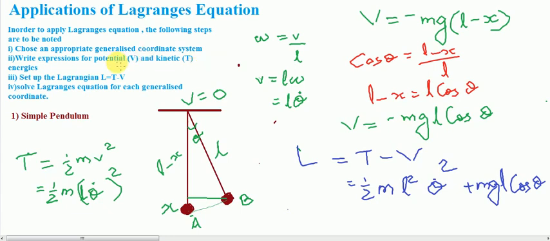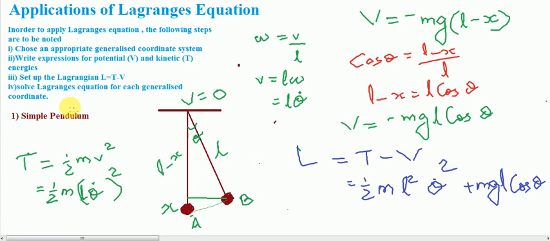Now, the second step you have to note is write the expressions for potential V and kinetic energy T. Then set up the Lagrangian of the system, that is L equal to T minus V. Then solve the Lagrange equation. Once again, the steps to be noted for using Lagrange's equation are: first one, choose appropriate generalized coordinate. Second one, determine the potential energy V and kinetic energy T of the system. Then find the Lagrangian of the system L equal to T minus V. Then solve the Lagrange's equation for the given or the selected generalized coordinates.